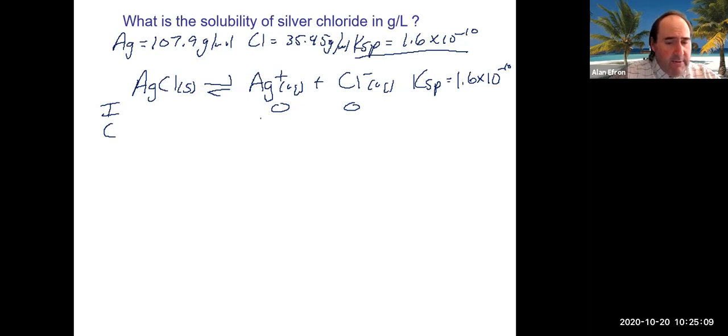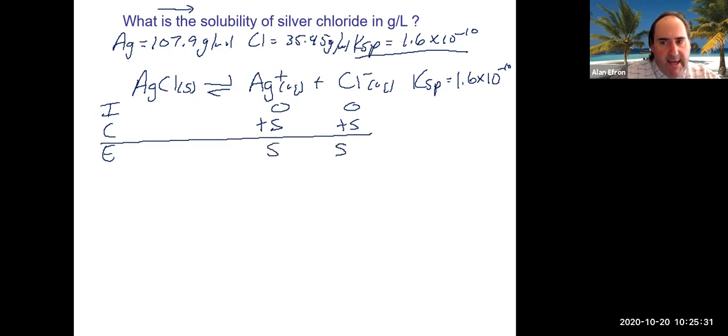Here again, we're going to do plus S and plus S. Again, that S represents the molar solubility. And we do assume in pretty much most cases that it is heading in this direction towards the product side. At equilibrium then, that means that we end up with S and S at this point. Any questions on the ice table there?